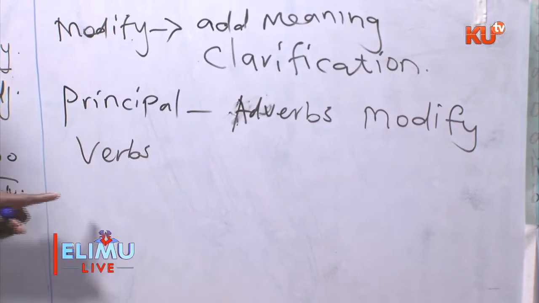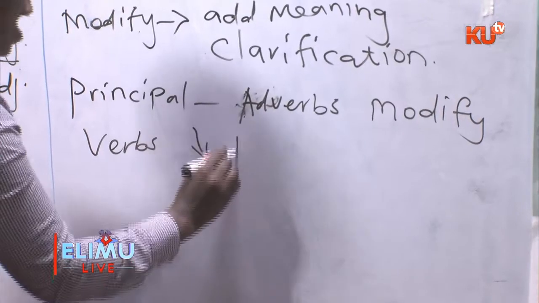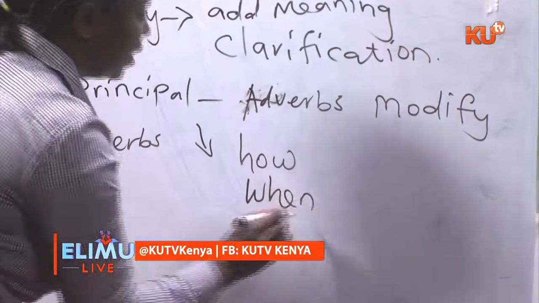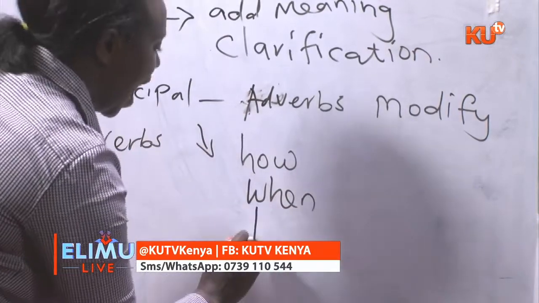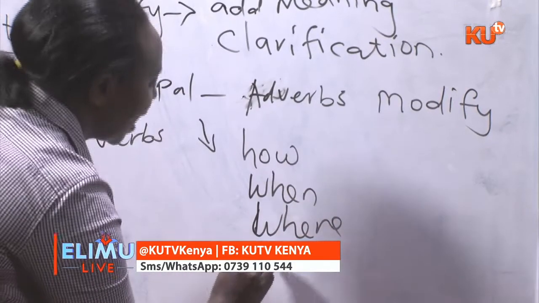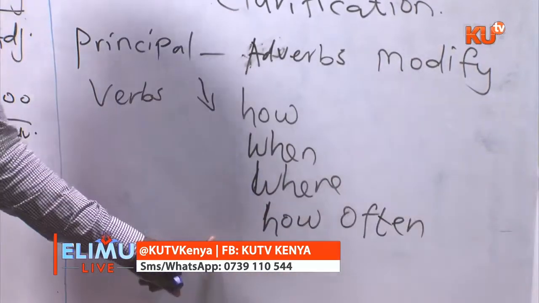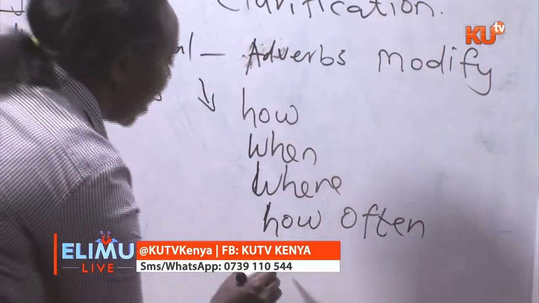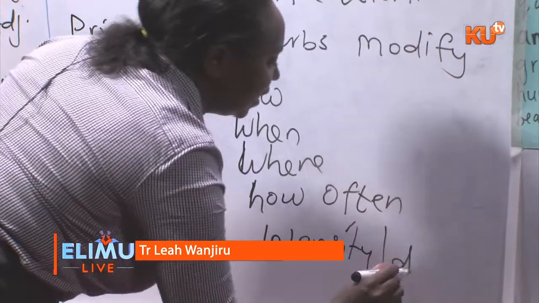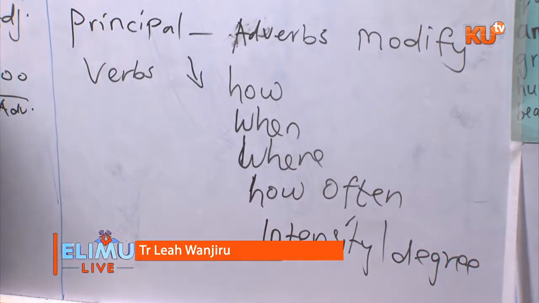In modifying the verbs, they tell us how an action is done. They also tell us when an action is done. They also tell us where the action is done. They also tell us how often the action is done. They also give us the degree or the intensity into which an action is done.